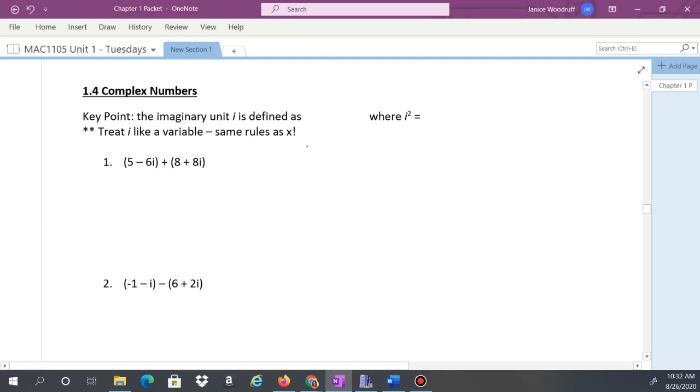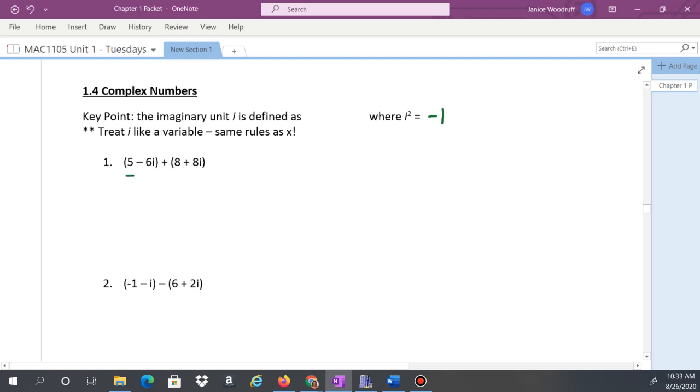Okay, so we're going to treat i like we do a variable. Same rules as we would for x. So if I'm doing 2x plus 3x, I could add that and get 5x, and it's the same thing if you are using i. The only difference here is that whenever we get an i squared, we're going to say that is -1. Here we would treat this like a variable. You would just combine like terms.